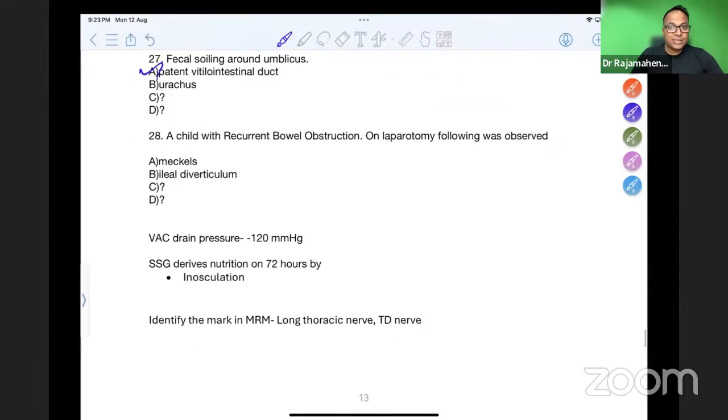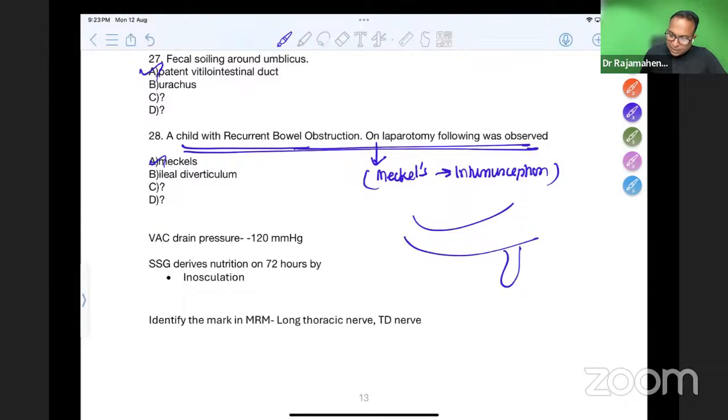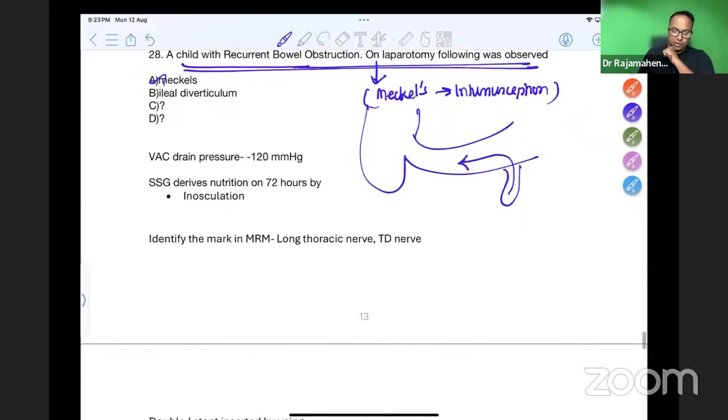No doubt in that. A child with a recurrent bowel obstruction, on laparotomy was observed... I think this question I could not get the proper choices. On laparotomy, the baby was having what finding? Recurrent bowel obstruction is seen in Meckel's going for intussusception. Meckel's going for intussusception may be one of the reasons for recurrent bowel obstruction. That is one of the important answers. The small baby having a Meckel's, this Meckel's will invaginate and go for intermittent obstruction and pain. That is one important point you should not forget.